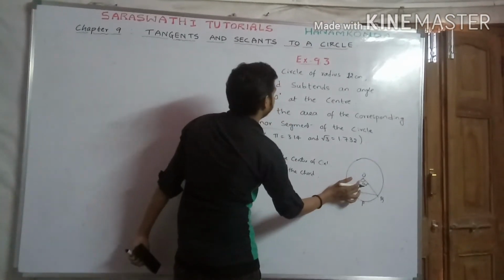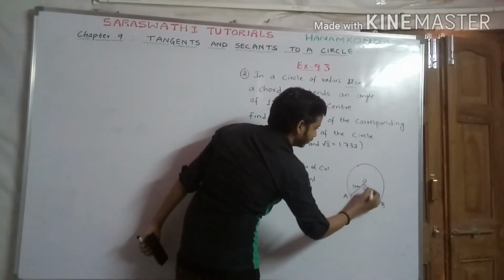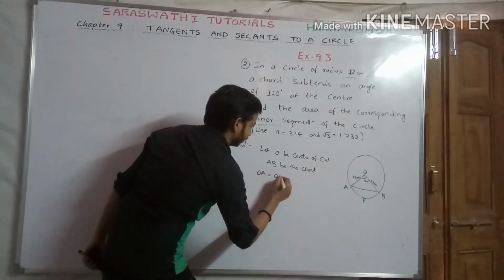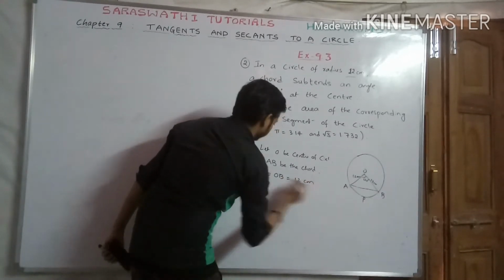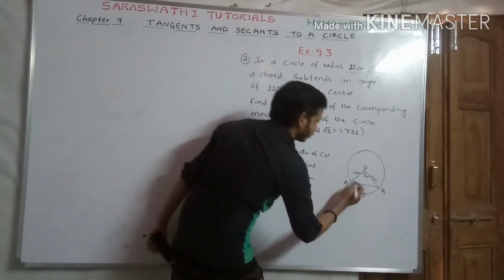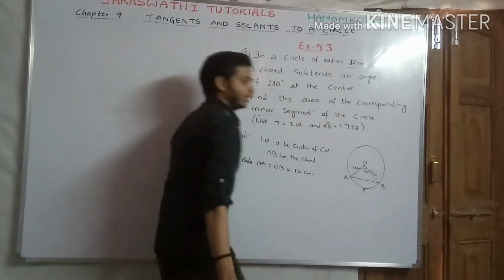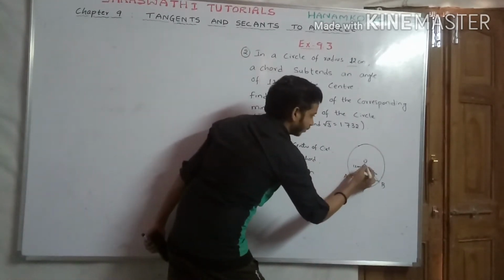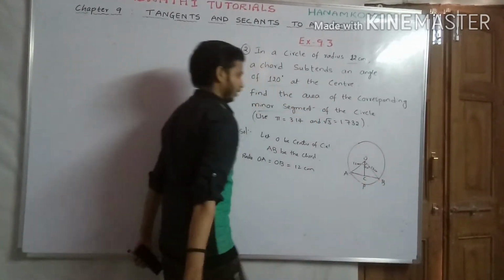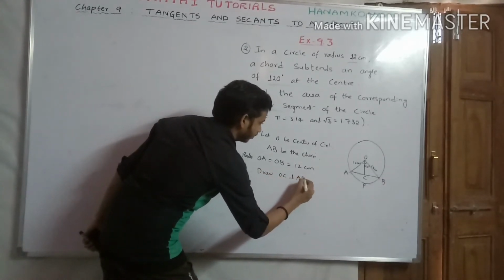Here the radius of the circle is mentioned as 12 centimeters. That means OA equal to OB equal to 12 centimeters. So in triangle AOB, if we take AB as the base, we have to get the height. So let us draw OC perpendicular to AB. The first step is to draw OC perpendicular to AB.